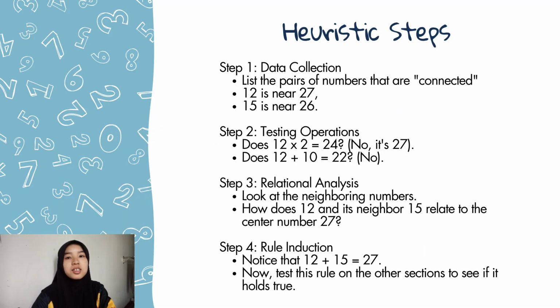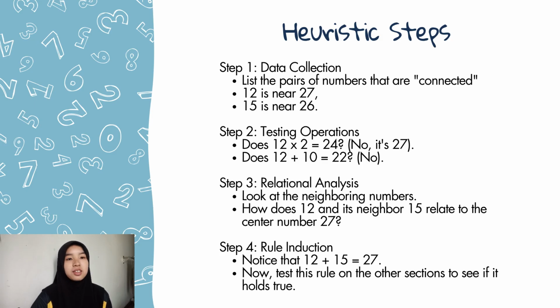The heuristic steps required are, first, data collection. We list the pairs of numbers that are connected, like 12 is near 27 and 15 is near 26. And step 2, we test the operation. Does 12 multiplied by 2 equal 24? No, it is 27. And next, does 12 plus 10 equal 22? It is also no.